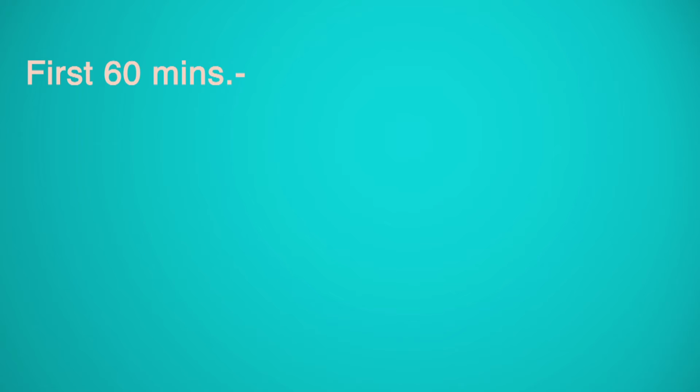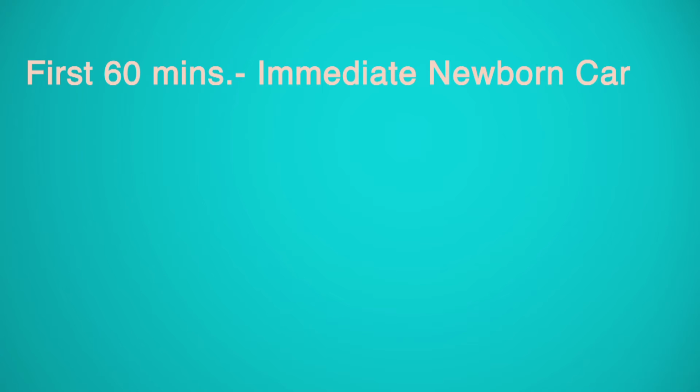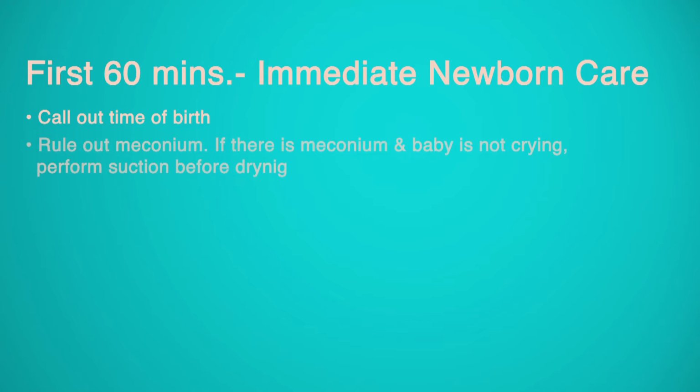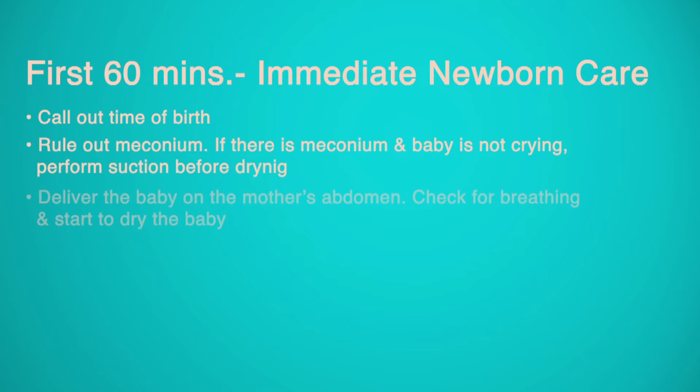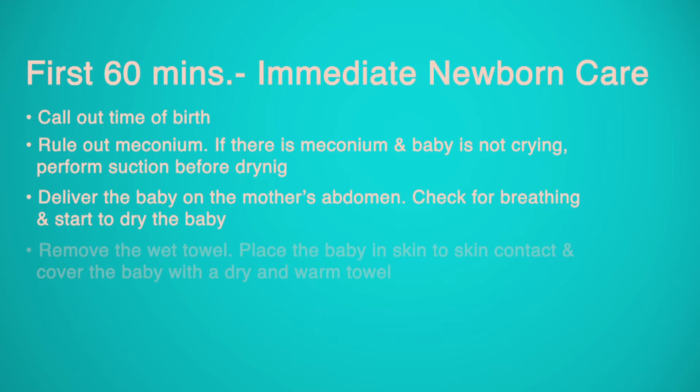First 60 minutes. Immediate newborn care includes calling out the time of birth and ruling out meconium. If there is meconium and the baby is not crying, perform suction before drying. Deliver the baby on the mother's abdomen. Check for breathing and start to dry the baby. Remove the wet towel. Place the baby in skin-to-skin contact and cover the baby with a dry and warm towel.